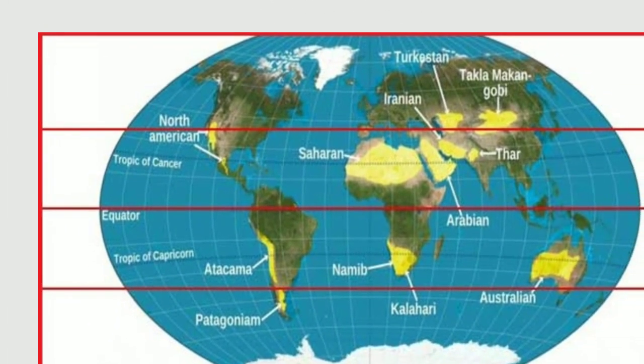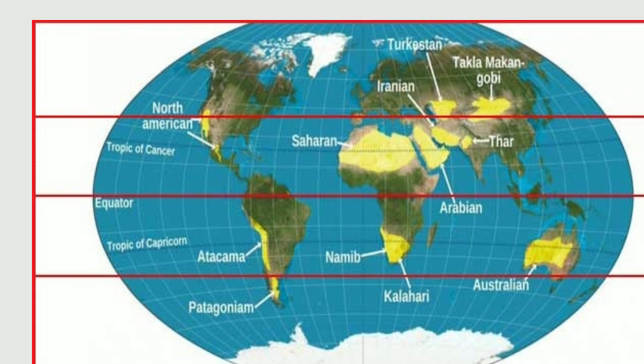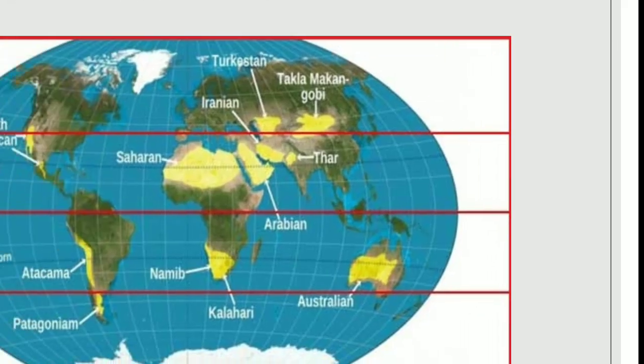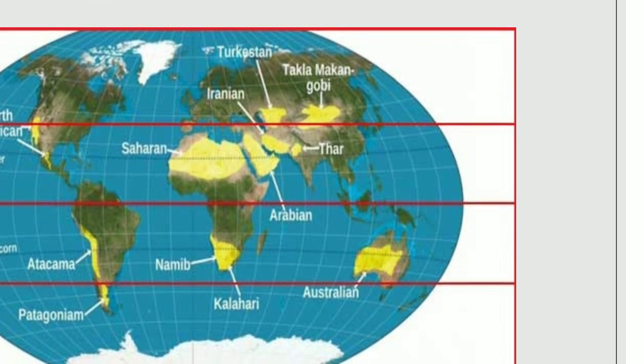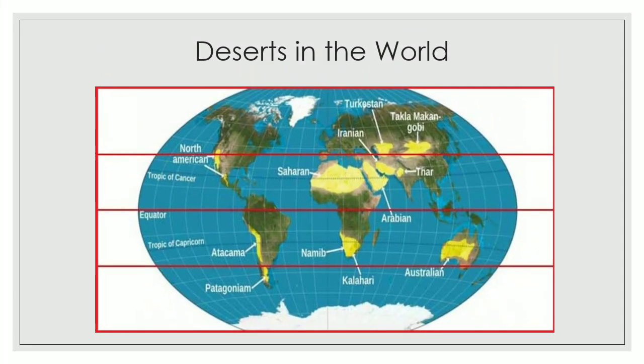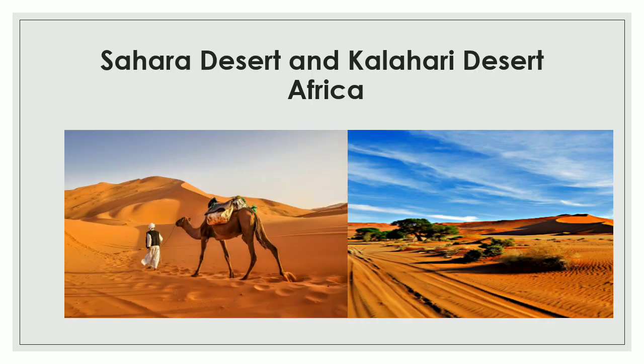There is a desert in North America, in South America, then we have deserts in Africa, in Saudi Arabia, then in Asia, and then in Australia, right? Generally they are towards the west, except the Gobi Desert, right? So let's come to the next one.